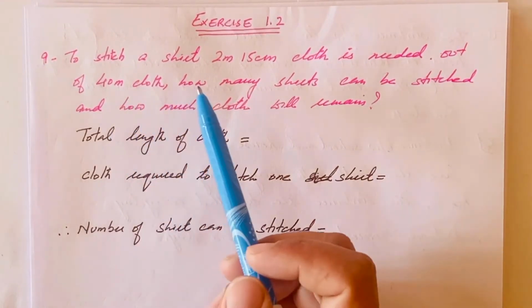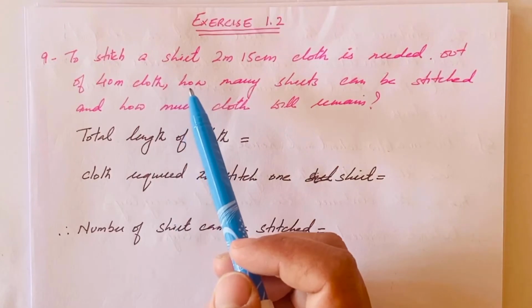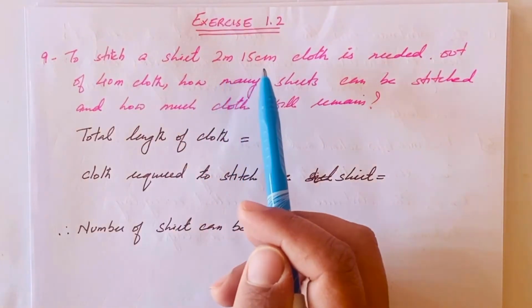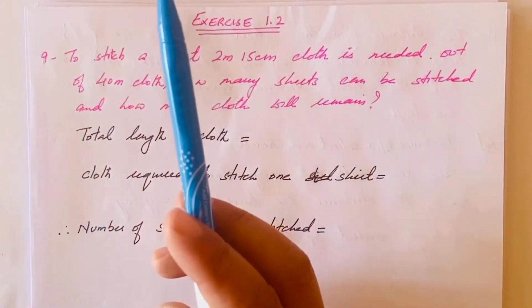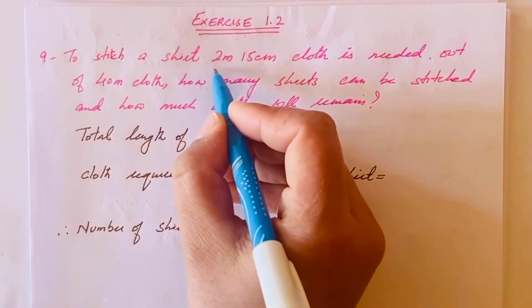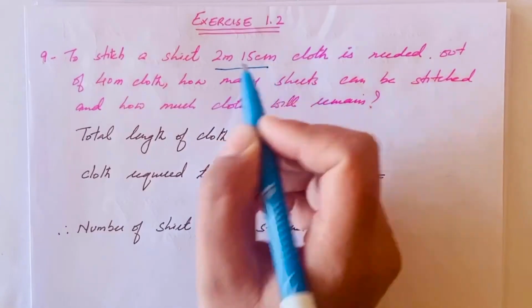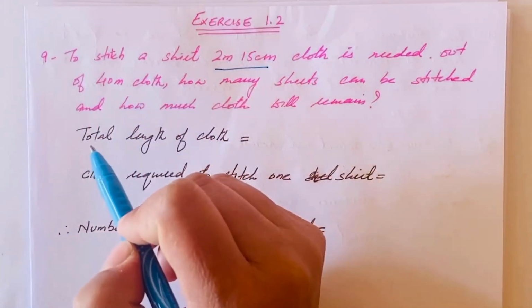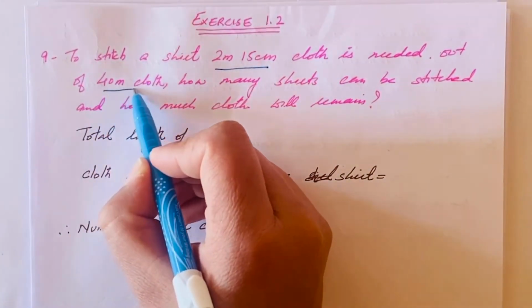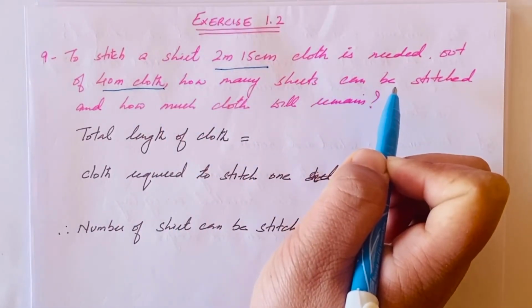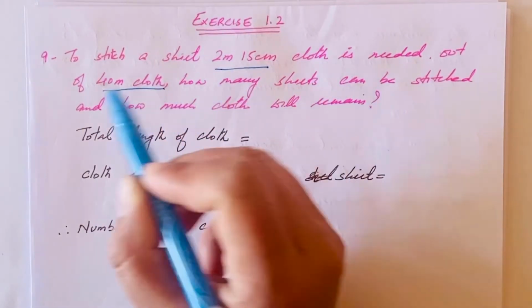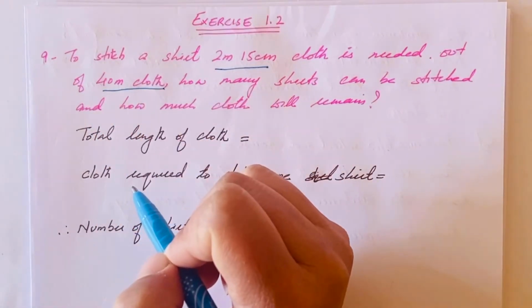To stitch a shirt, 2 meter 15 centimeter cloth is needed. To stitch one shirt, you require this length of cloth, right? Out of 40 meter of cloth, how many shirts can be stitched? You have to find how many shirts you can stitch using 40 meter of cloth.